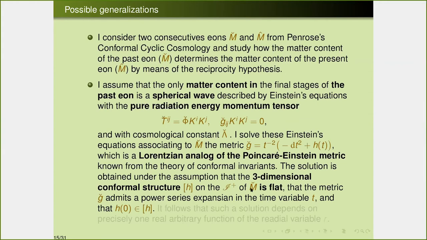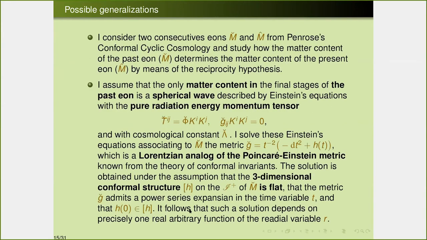And I assume that the metric G check admits a power series expansion in the time variable T and is such that H of zero precisely reduces to the flat metric on the T equals zero surface. So one can solve this thing to the very end. And this solution depends on precisely one real arbitrary function of one variable, right?